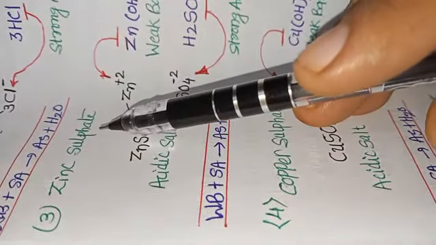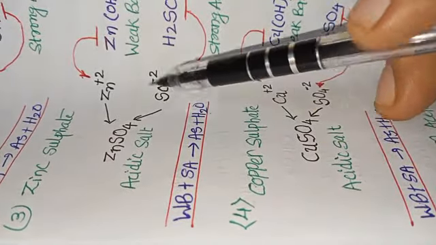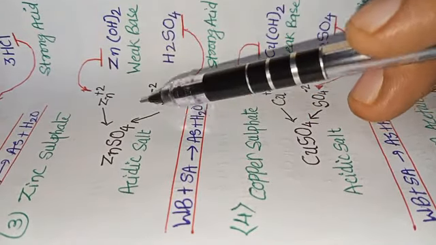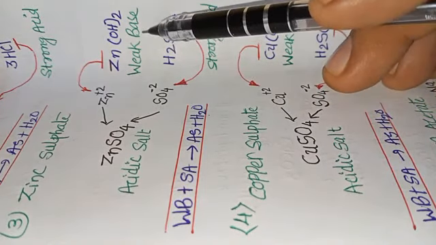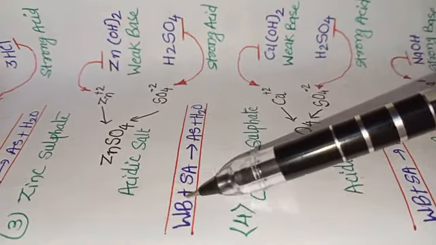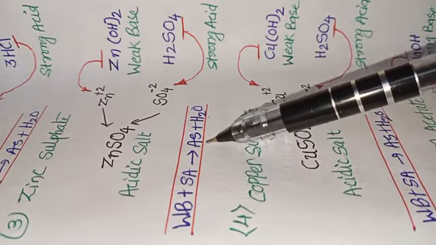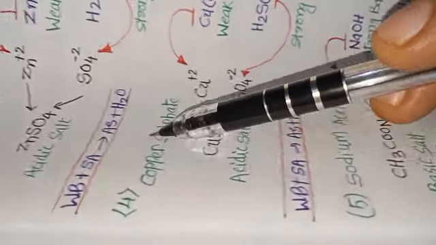Same way, if we think about zinc sulfate, it has Zn plus 2 and SO4 minus 2 ions. Zn plus 2 comes from the base Zn(OH)2, whereas SO4 minus 2 comes from the acid H2SO4. Zn(OH)2 is a weak base, whereas H2SO4 is a strong acid. So ZnSO4 is the salt that is coming from the weak base and strong acid, and that is why it is an acidic salt. This is how we can say that zinc sulfate is an acidic salt.